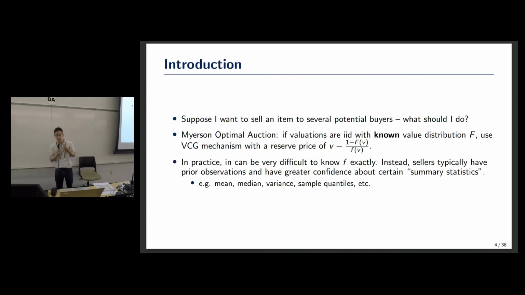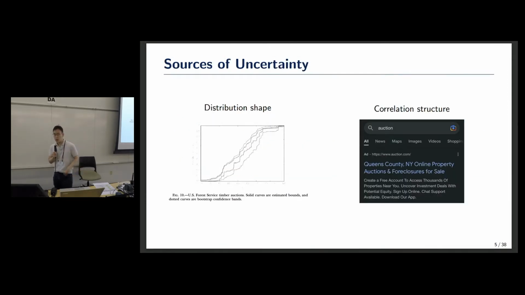However, this requires some very sensitive information about the value distribution. What typically happens in reality is that maybe the seller has some prior observations and has much greater confidence about a handful of summary statistics, such as the mean, median, variance, sample quantiles, etc. There are really two sources of uncertainty that the seller faces. First, there's distributional uncertainty. What does the distribution even look like? Does it have jumps, how smooth is it, etc. There's also uncertainty about the correlation structure. It's unclear for any instance which bidders want to participate and how their values are going to be correlated.